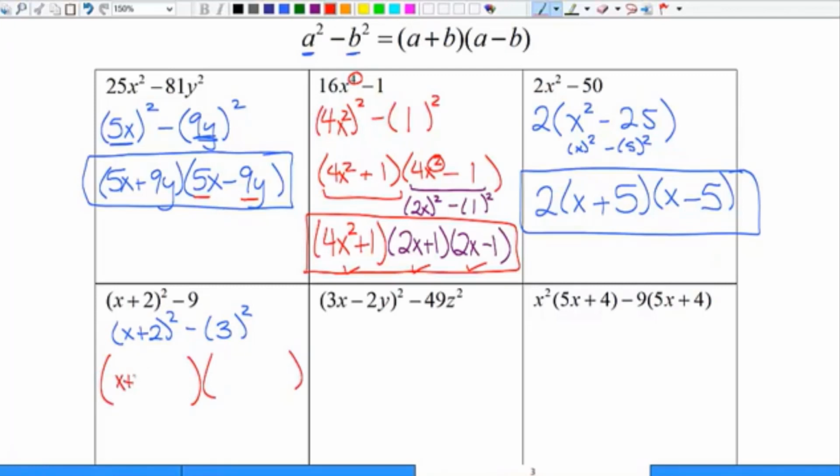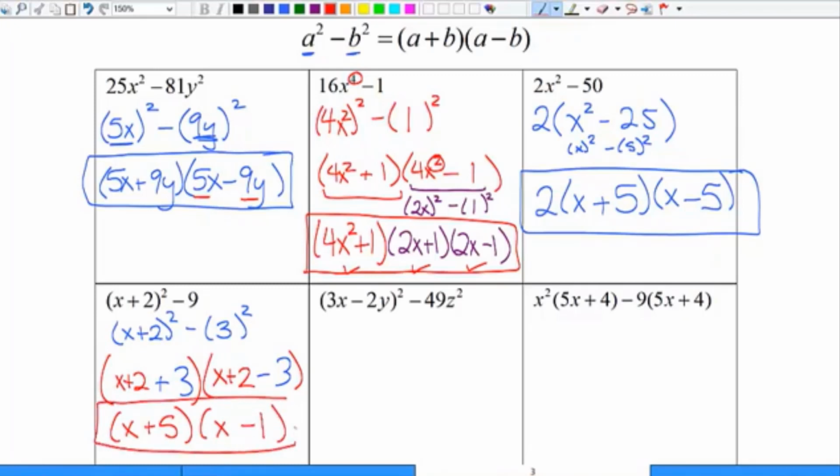So on this problem, the x plus 2 needs to go in the fronts, and the 3 needs to go in the backs, and my signs are one of each sign, one positive, one negative. Now this kind of looks like it's done, except I can simplify, because x plus 2 plus 3 is really x plus 5, and x plus 2 minus 3, well, that's just really x minus 1. And this is my factorization of my original polynomial.